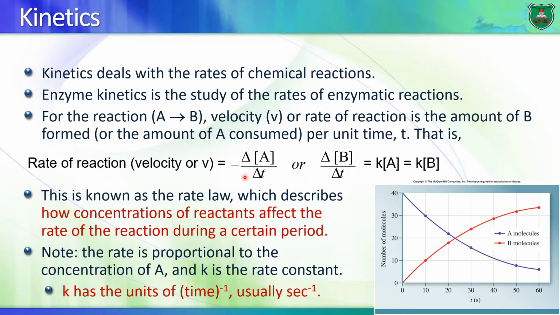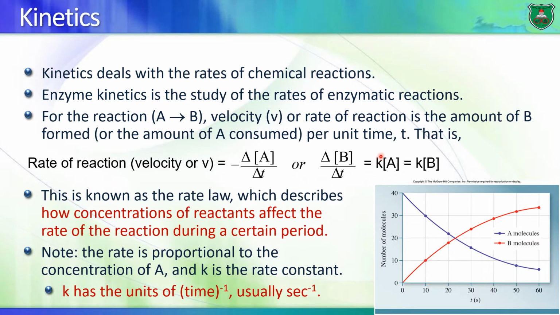Now for chemical reactions, 1 over T is basically constant, but notice the negative sign in here. So you get what is known as a rate law, which basically says you have a constant for a specific chemical reaction times A. The rate law describes how concentrations of reactants affect the rate of reaction.